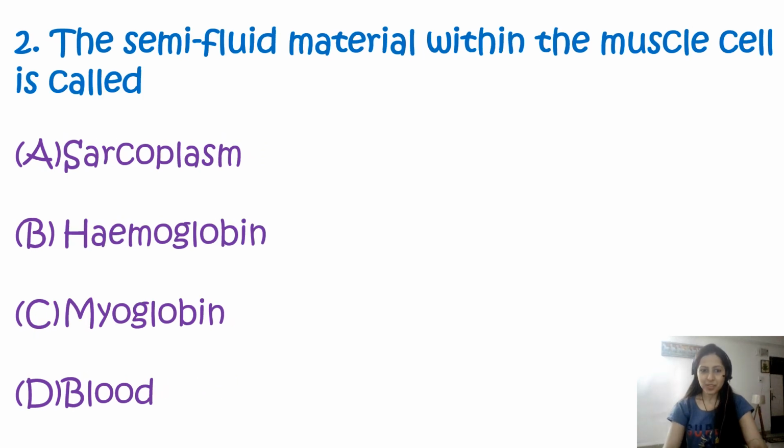Next, question number 2. The semi-fluid material which is present within the muscle cell is called. So options are sarcoplasm, hemoglobin, myoglobin or blood. The semi-fluid material present within the muscle cell is called sarcoplasm. Actually this sarcoplasm is similar to the cytoplasm, but it is specific to muscle cells, or muscle fibers. It contains various organelles which include myofibrils, and we know that myofibrils are responsible for muscle contraction.